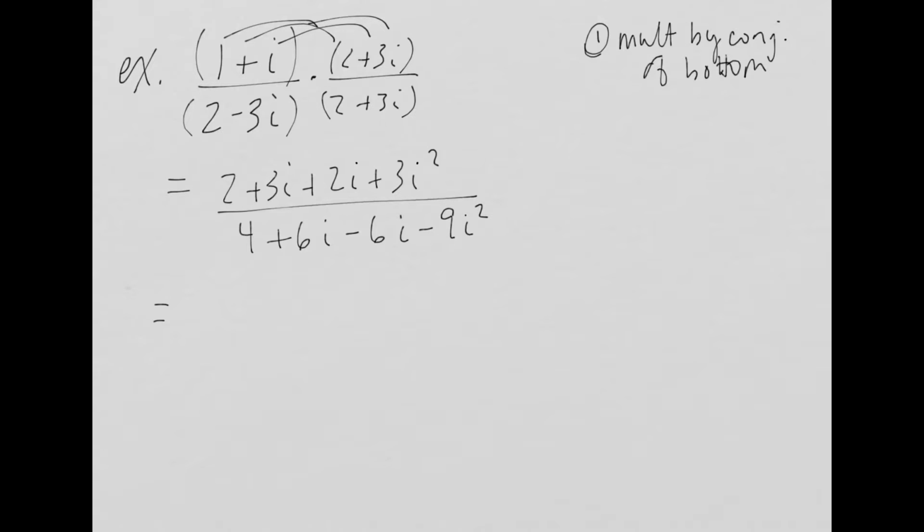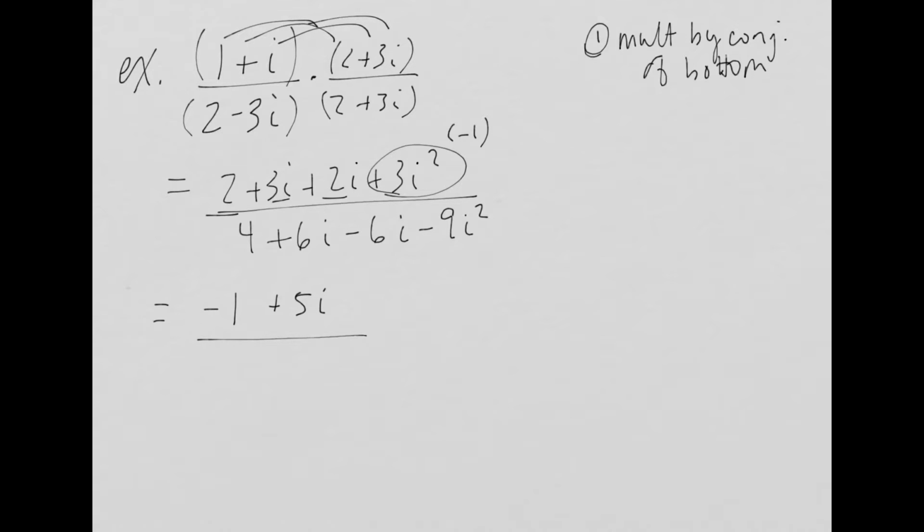Now it comes a time when I'm going to simplify a bunch of stuff. So let's start with the top part here. I have a 3i and a 2i, so that's going to give me a 5i. 3i squared. Remember, what is i squared? i squared is negative 1. So really that's just negative 3. I'm going to add it to my 2 and get a negative 1.